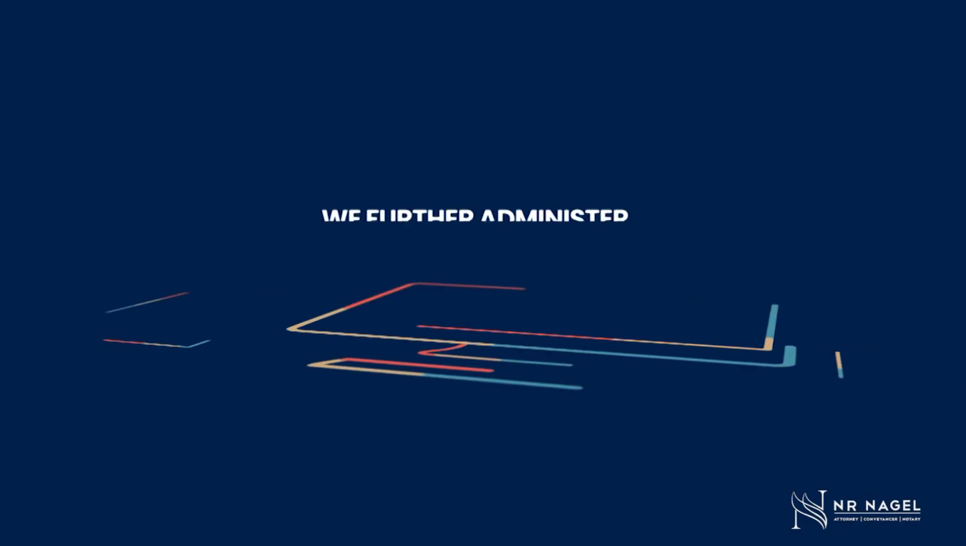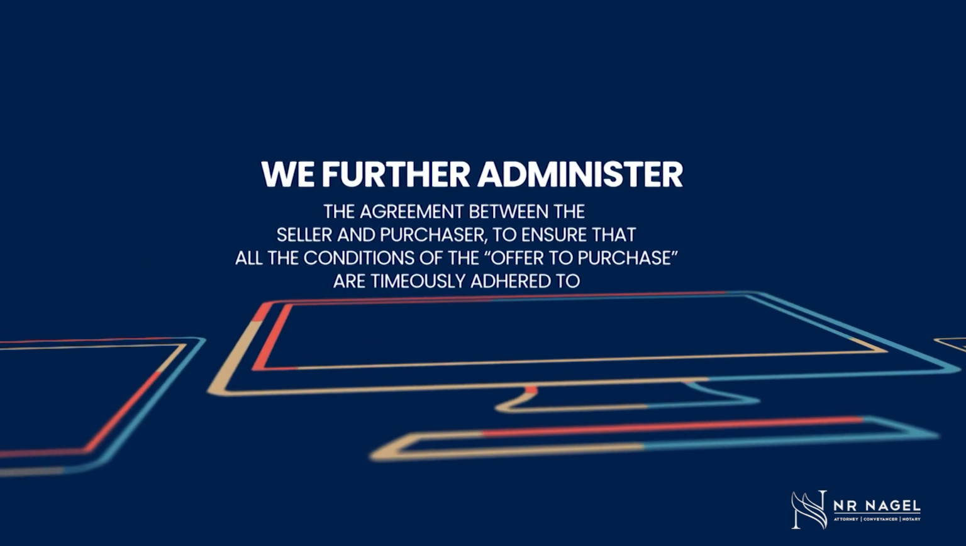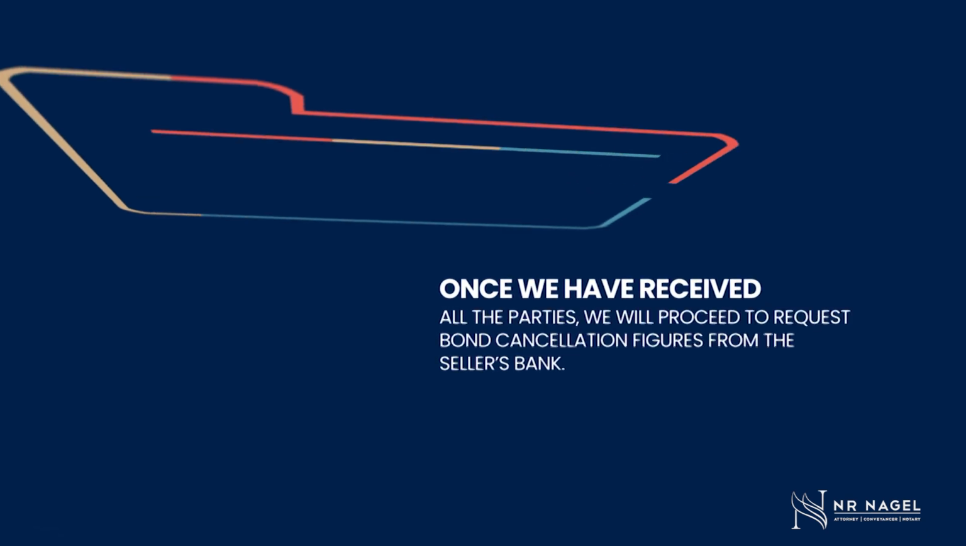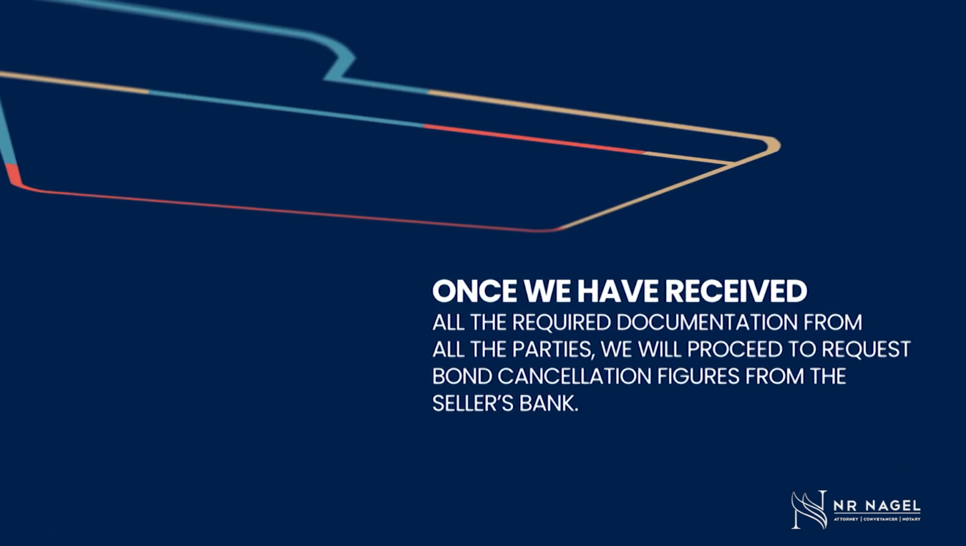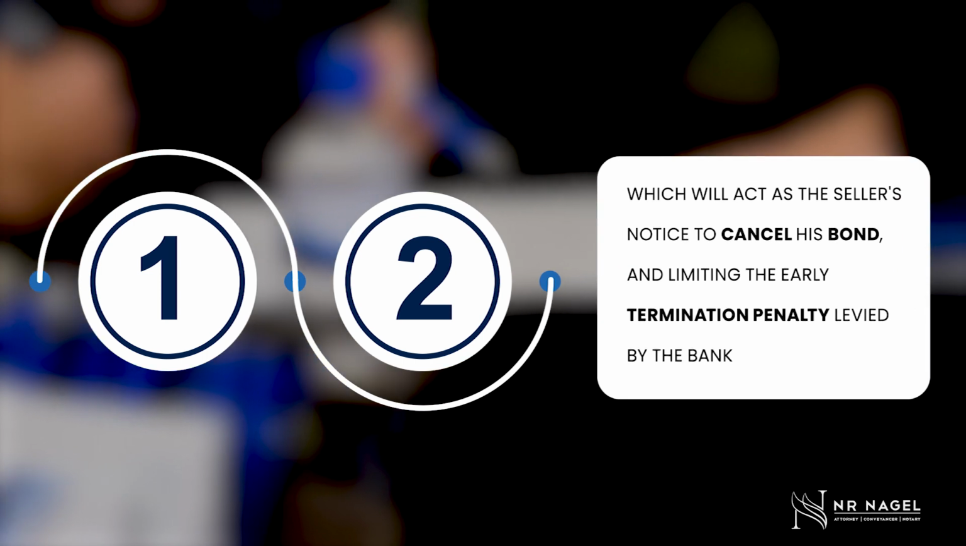In these letters, we request the required FICA and other documentation that will be essential during the transfer process. We further administer the agreement between the seller and purchaser to ensure that all the conditions of the offer to purchase is timeously adhered to. Once we have received all the required documentation from the parties, we will proceed to request bond cancellation figures from the seller's bank, which will act as the seller's notice to cancel his bond and limiting the early termination penalty levied by the bank.